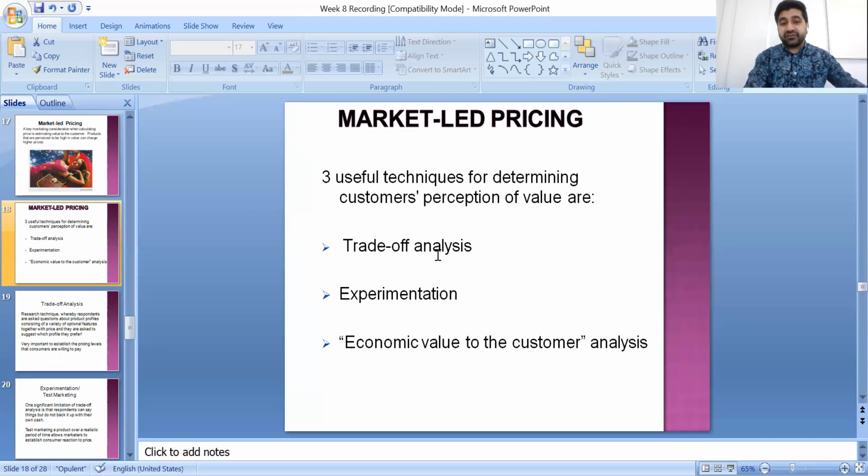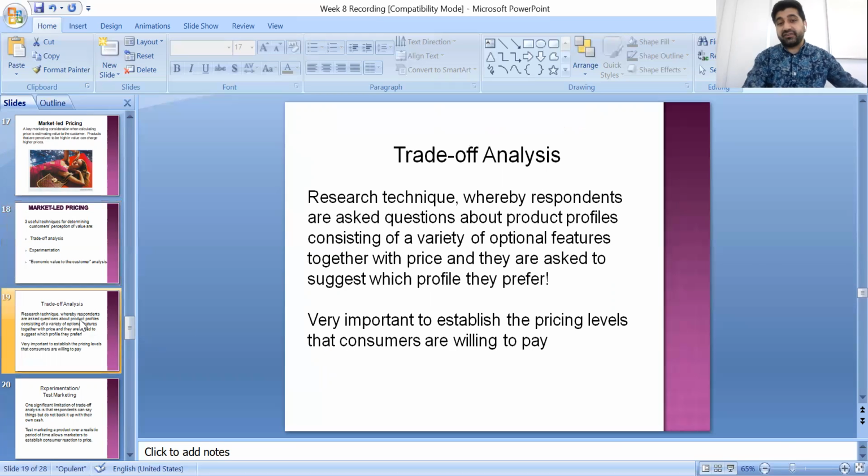Let's talk about trade-off analysis. What is meant by trade-off analysis? Trade-off analysis is a research technique whereby respondents are asked questions about a product profile consisting of a variety of optional features together with the price, and they are asked to suggest which profile they would like to see. So in general, trade-off analysis is just a technique. We ask the customers what kind of product they would like to see, what features they would like to see. Based on their comments, we fix the price.